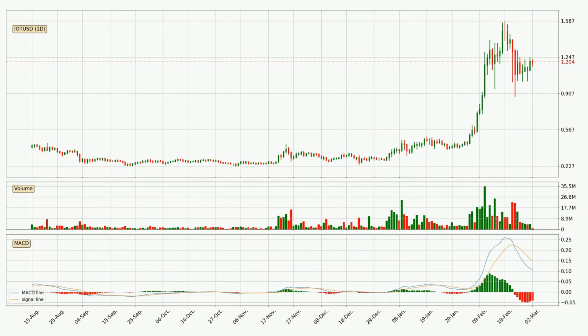Jumping to the daily MACD, the MACD line is below the signal line, which shows that the current trend is on the downside. However, the MACD histogram shows that the momentum is currently shifting to the upside, and it could be expected that the price will consolidate for some time, and you should wait to see if the MACD line will cross the signal line, which will be bullish.